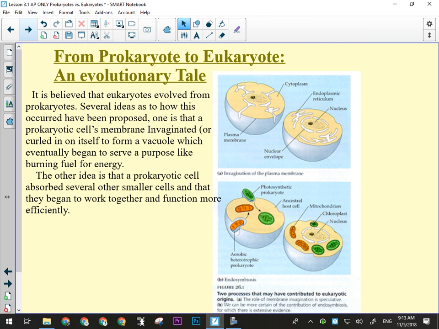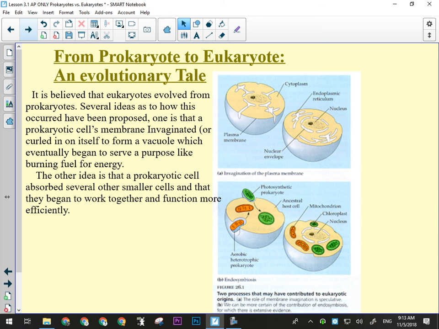All right, so how did they come to be? There are several ideas about how that happened. The first theory is the invagination theory, and that means that the cell membrane just folded in on itself and created separate pockets within the cell that eventually became the organelles. There's a fair amount of fossil evidence to support that.